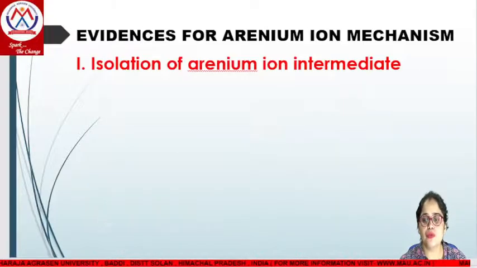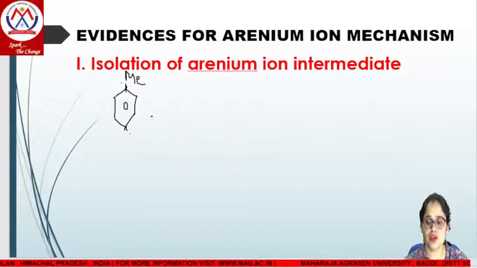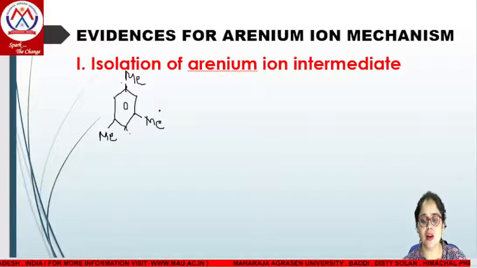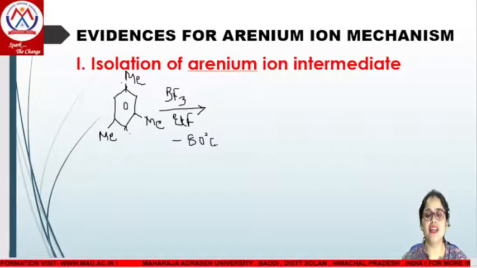Okay, now let us come to the part which I was just discussing, which is the evidences in support of the mechanism. So the first evidence in support of this mechanism was the isolation of the arenium ion intermediate. So what was done? The scientists chose mesitylene as the compound. This is the structure of mesitylene. Basically, 1,3,5-trimethylbenzene is called mesitylene. They treated this compound with BF3, that's the Lewis acid, in the presence of ethyl fluoride. The temperature of the reaction was minus 80 degrees Celsius.